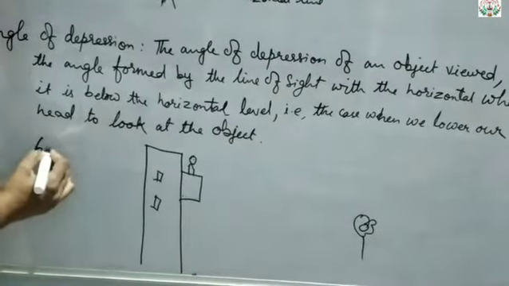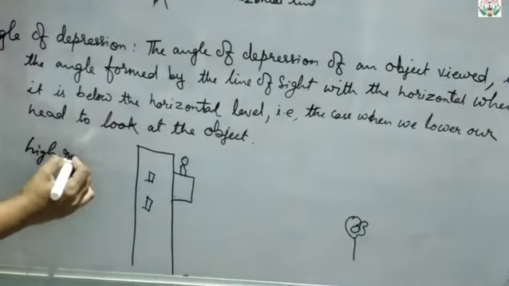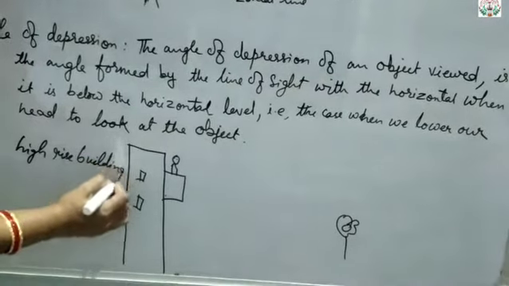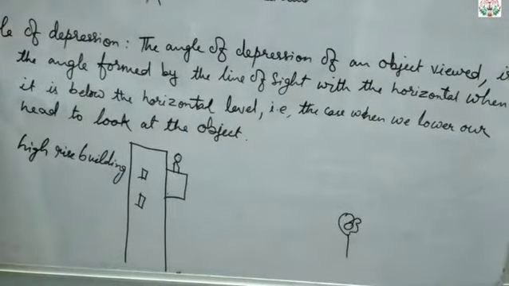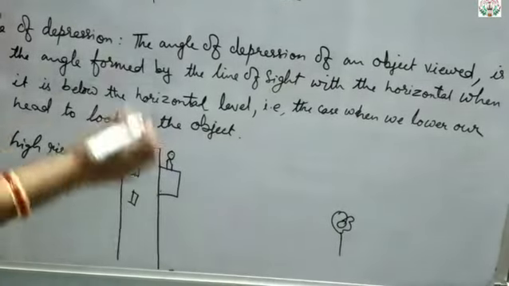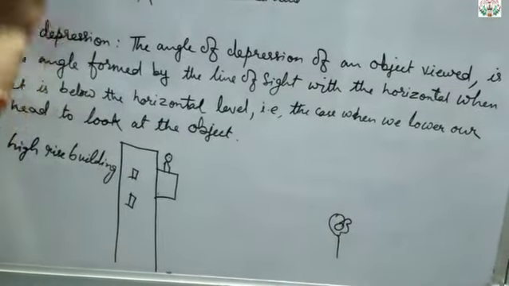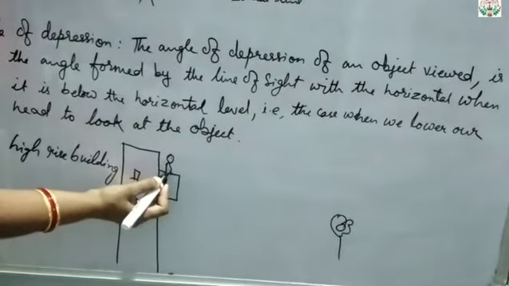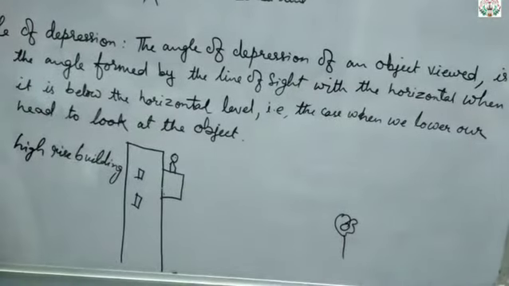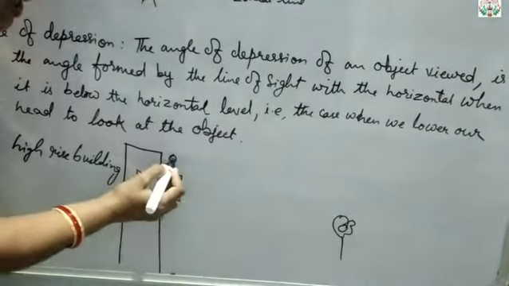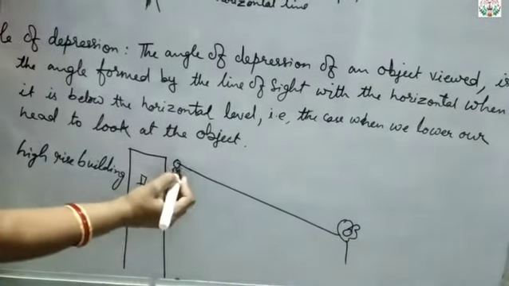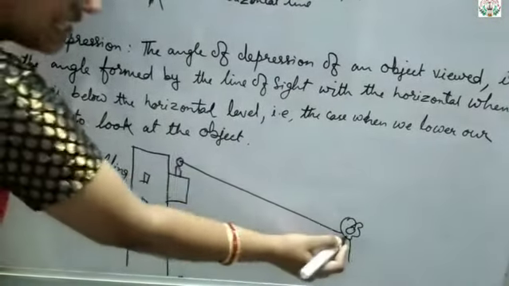This is your high-rise building. Suppose this building has 50 floors, so it is very, very, very high. On the 50th floor, the topmost floor, a person is standing in his balcony and wants to see a tree. Then what will he do? He will just look down like this, is it not?